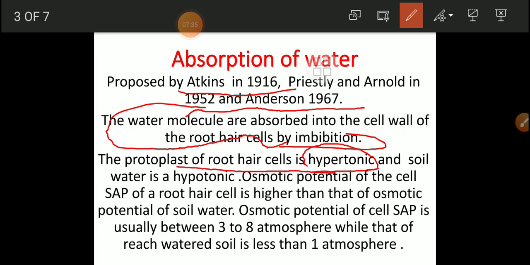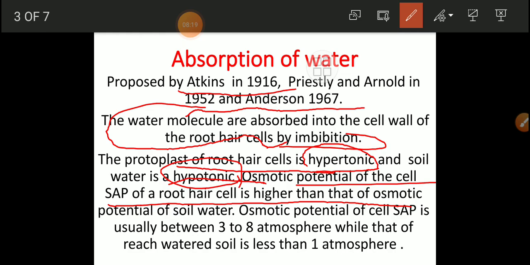Once the hypertonic condition has been made, as compared to the soil water, and when the hypertonic condition is maintained, definitely the soil water will enter into the cell. So the protoplast of root hair cells is hypertonic and soil water is definitely hypotonic. Osmotic potential of the cell sap of the root hair is higher. Sugar concentration is higher.